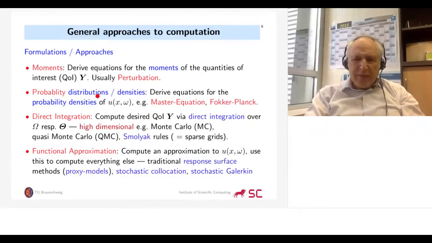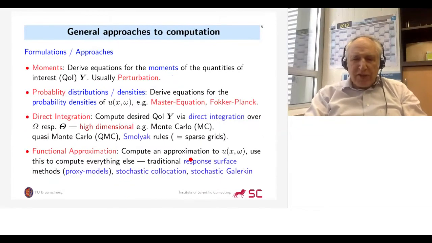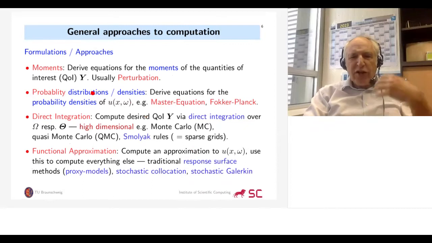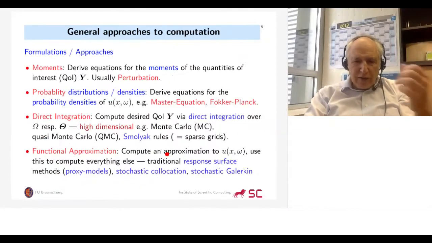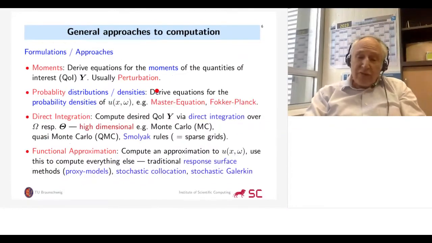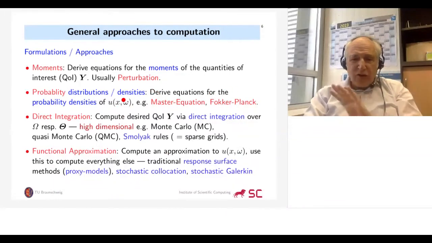Another way is to say I want to characterize these random variables, for instance Y, through its probability density, and I set up an equation which describes how the probability density of Q is turned into the probability density of U or of Y. For this, I have to set up new equations again, and they're typically called the master equation in chemistry, and the Fokker-Planck equation in other areas. Again, we're not going to do this.